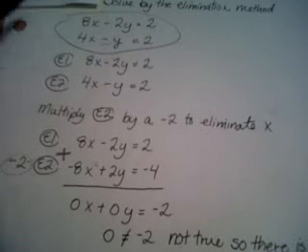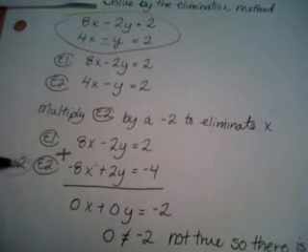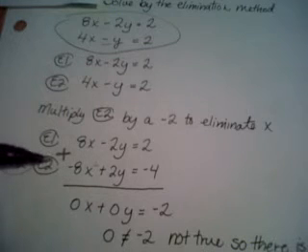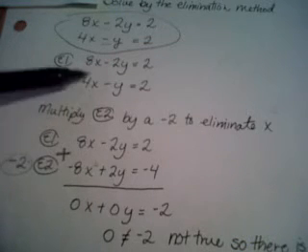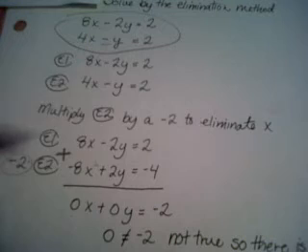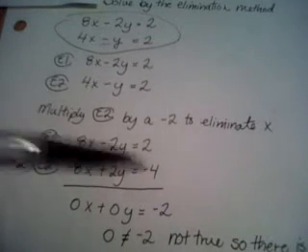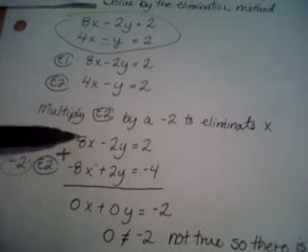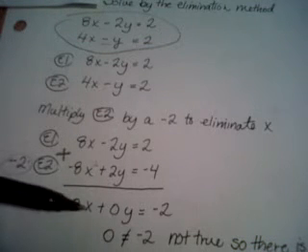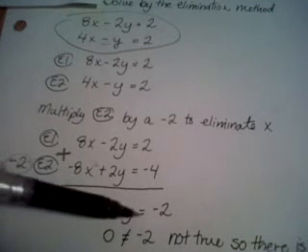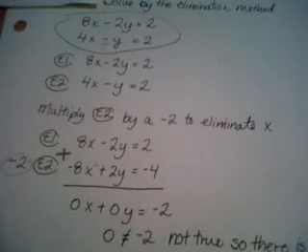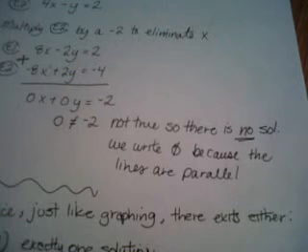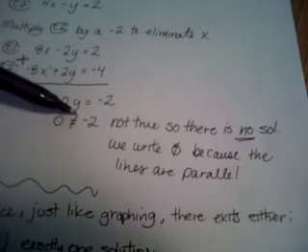So I go ahead and here's my equation 1. I multiply negative 2 times equation 2, and I get negative 8x plus negative 2 times negative y gives me positive 2y. Negative 2 times 2 gives me a negative 4. I add them together, and I got 0x plus 0y equals negative 2. Well, this time I got 0 equals negative 2. Well, that is not a true statement.